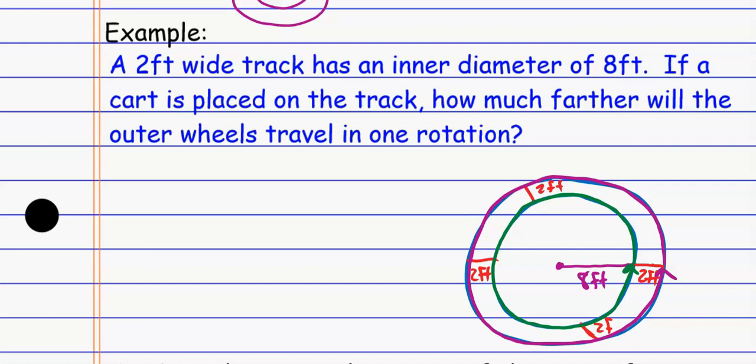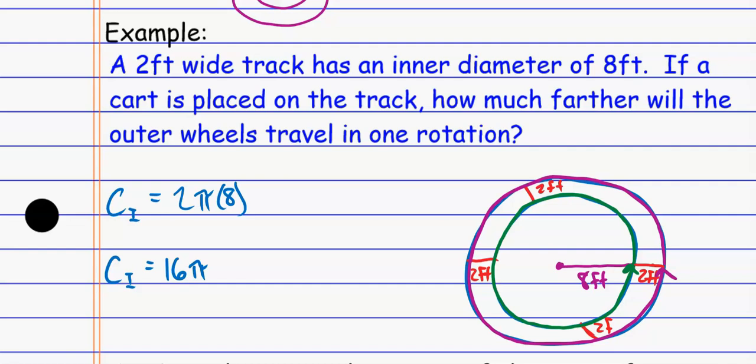So in one rotation, the inside wheels are going to travel not quite as far as the outside wheels because they're on the track that represents a smaller circle. And so we want to compare these. What we want to do is find the circumference of each. And so the circumference of the smaller circle, or I guess we could call it the inner circle, okay, would be 2 pi r, so 2 times pi times the radius, which is 8. And so the circumference of the inner circle is going to be 16 pi, all right?